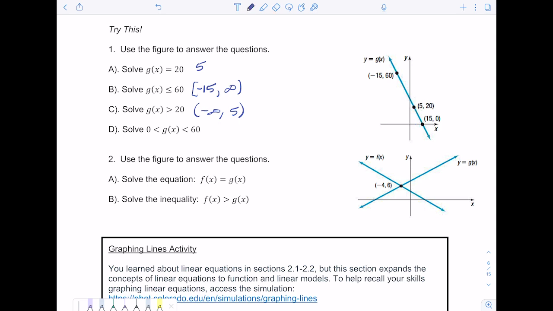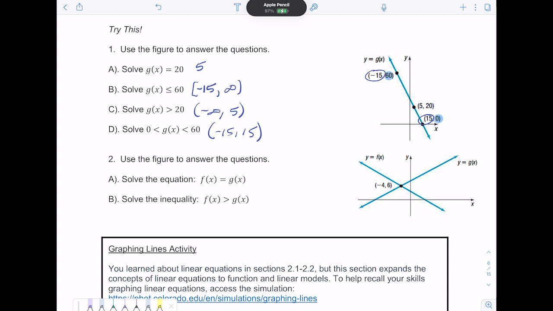And then in the last one, it's saying solve 0 is less than g of x is less than 60. So here, g of x has to be between 0 and 60. So what are the two corresponding x values? Negative 15 and positive 15. And again, I'm using parentheses because I'm not including those values since it says less than. I'll leave the last one for you all to try.